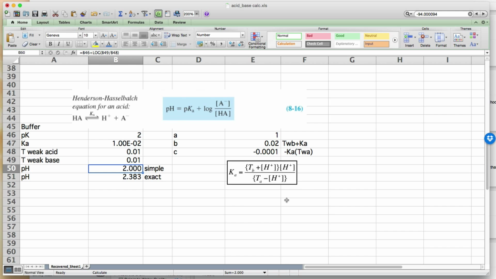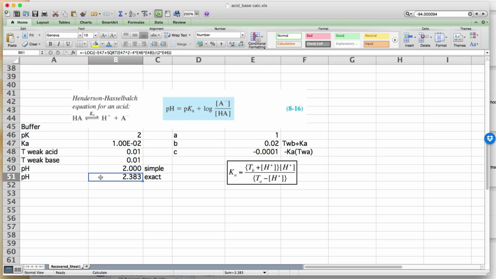So this expression can now be solved using the quadratic, where the A term is 1, the B term is the total weak base plus the Ka, and the C term is the negative Ka times the total weak acid concentration. So that's what I've done in cell B51.